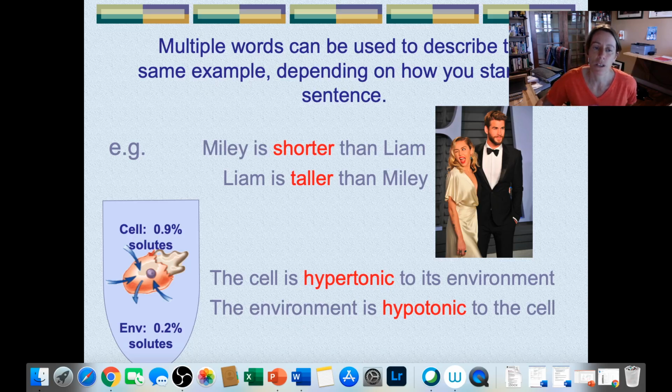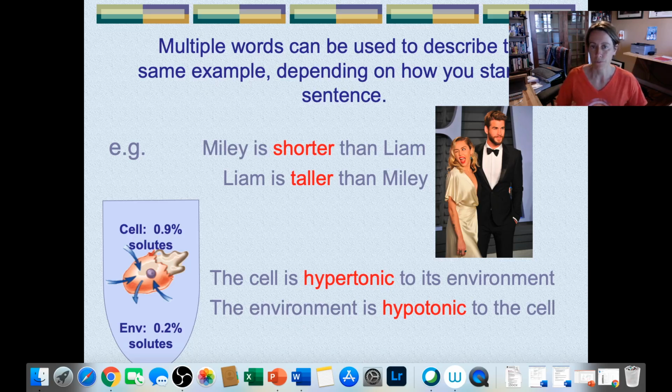So this picture, this test tube and this cell that's exploding, we can use the word hypertonic to describe this scenario, and we can use the word hypotonic. It just depends which way around you write the sentence, just like the shorter and taller example. So don't fall into the trap of saying, oh, that diagram's hypertonic, because it's also hypotonic depending on which viewpoint you're looking at it from.